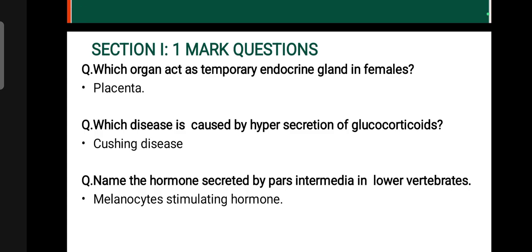Which organ acts as a temporary endocrine gland in females? It is the placenta. Which disease is caused by hypersecretion of glucocorticoids? Cushing's disease. Name the hormone secreted by pars intermedia in lower vertebrates. It is melanocyte stimulating hormone, MSH.